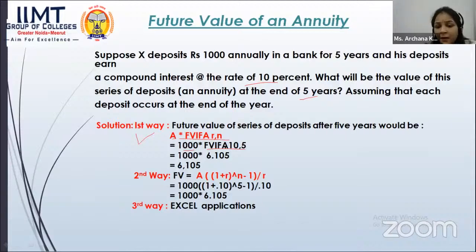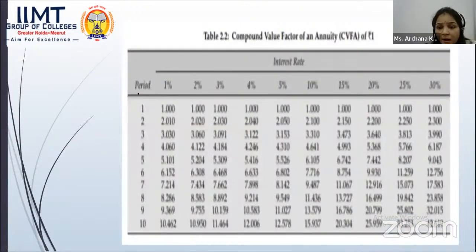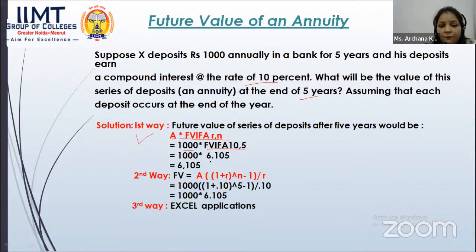Let's see how it is. Number of years is 5 and percentage is 10. See, number of years is 5 and percentage is 10. We are getting 6.105. So we'll put 6.105 in the formula and we will get 6105 as the future value of the annuity at the end of the 5th year. The second way is simple. We can use the formula approach.